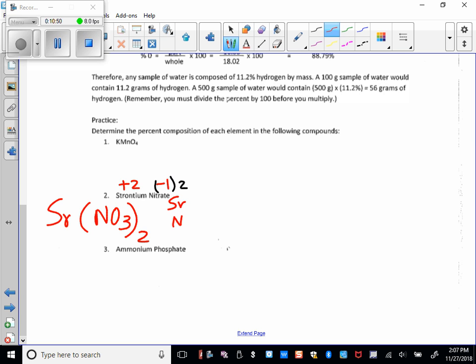Strontium, nitrogen, oxygen. How many strontium atoms? 1. How many nitrogen atoms? 2. How many oxygen atoms? 6. What is the mass of one strontium off of the periodic table? 87.62. What is it for nitrogen? 14.01. What is it for oxygen?